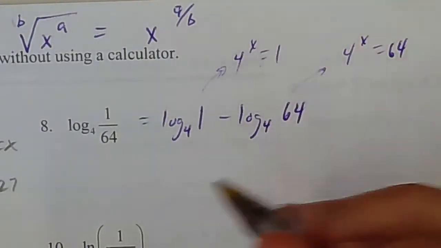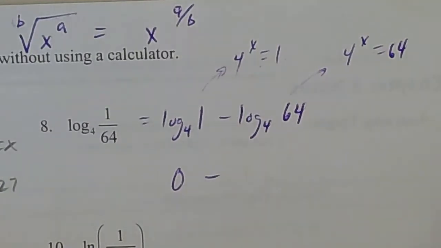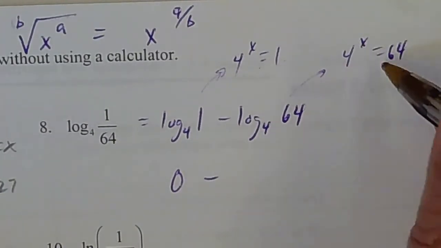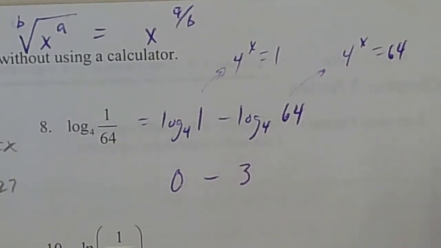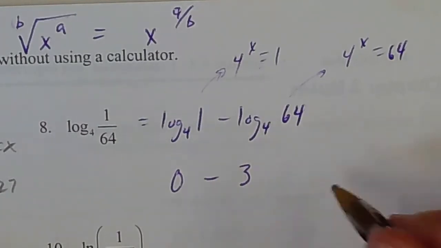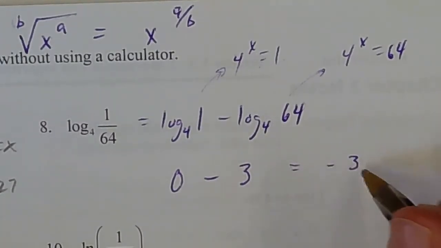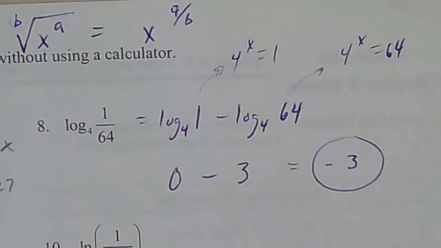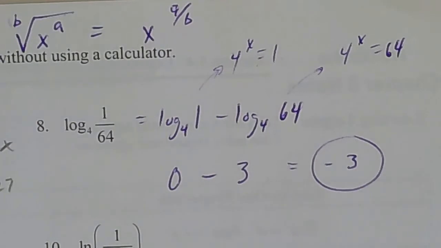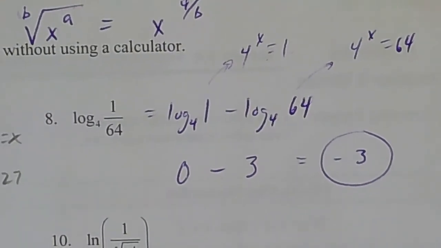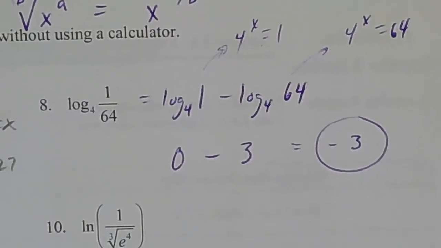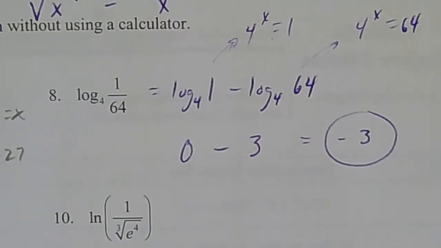4 to the 0 is 1. 4 to the third power is 64. Okay, so we have 0 minus 3, which is -3. Okay. All right, why don't you try 10? 10's actually a lot like 8. Give that a shot. I'll talk about number 9 in a moment. Pause and try 10.